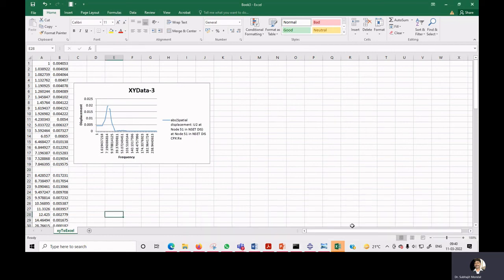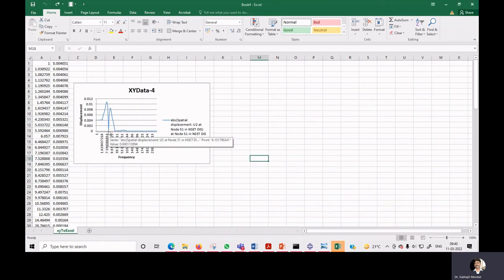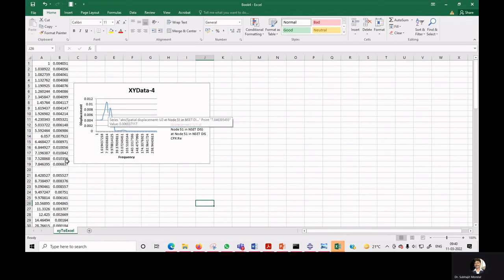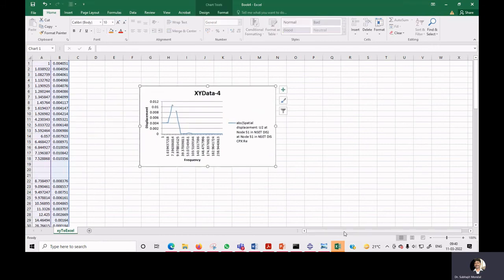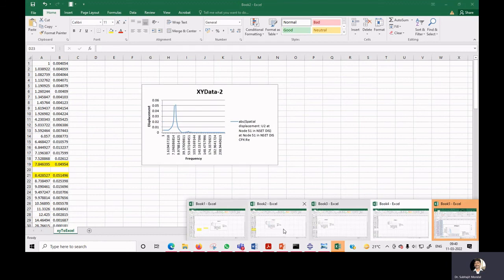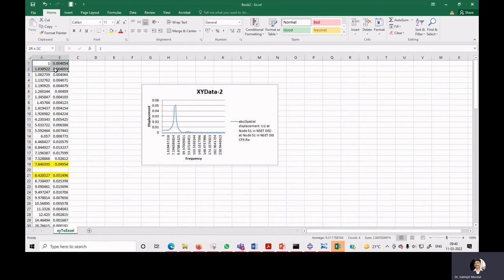Similarly, we'll go for our XY data 4. Here also our anti-resonance point is coming at 8.15. That also I'm going to delete. Again, there is some value, 84 is there, so we can delete that value, and we can delete that value also. So now here we have some data. Now what we are going to do? We are going to copy this data.